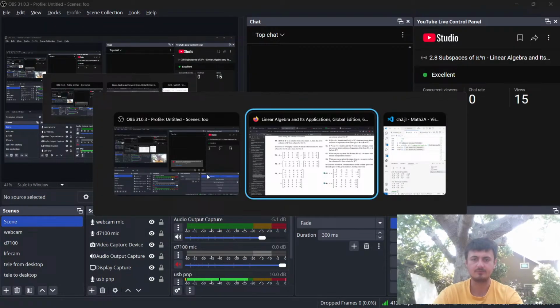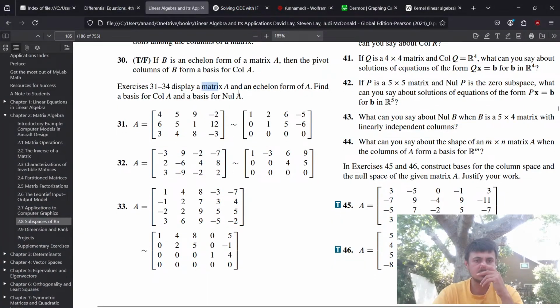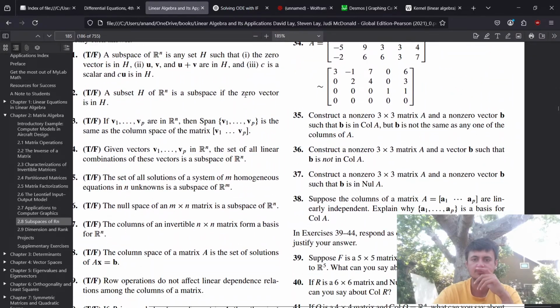Let's see, how long have we been going? Almost 1 hour. Display a matrix A in an echelon form of A. Find a B. I don't want to do that. That's so boring. It's literally just row reduce it.